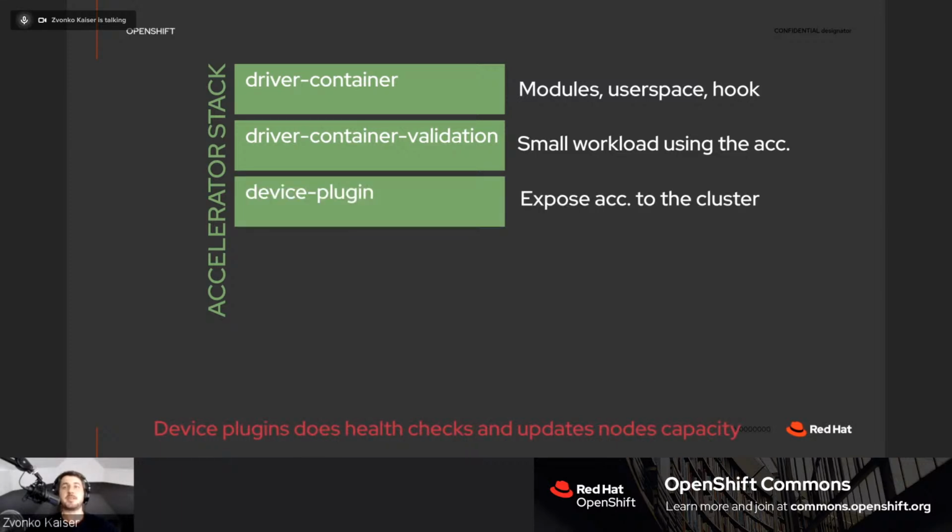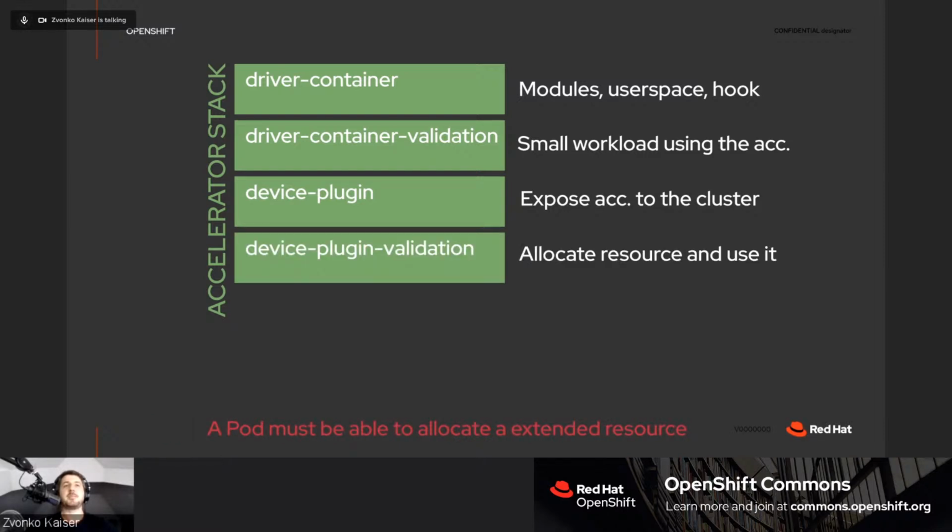The next step is the device plugin. The device plugin is the piece that exposes the accelerator to the cluster as an extended resource. So pods can allocate an extended resource and can be scheduled. So that's what we are doing as a next step. The device plugin validation is simply the same workload as before, but just allocating an extended resource. So we want to make sure that the extended resource allocation works, and again, that we can run a GPU workload on the cluster.